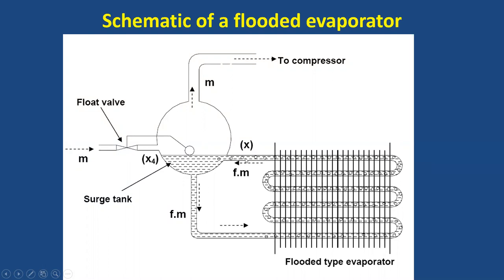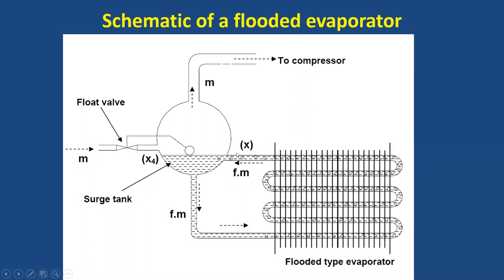Then the liquid is made to flow from the bottom through this particular tube, where it absorbs heat from the surroundings. Here fins are provided, so it absorbs heat from the air. In some cases, if it is submerged in a brine solution, it absorbs heat from the brine solution as well. Due to absorption of heat, some of the refrigerant gets evaporated. You can see circular dots; these are the vapor bubbles or vapor pockets, and they still remain at the outlet also. So the entire heat transfer area is flooded with liquid refrigerant, that's why it is called a flooded evaporator.